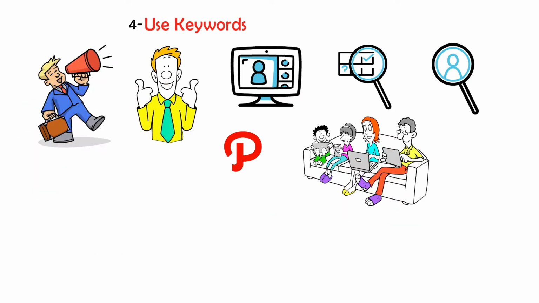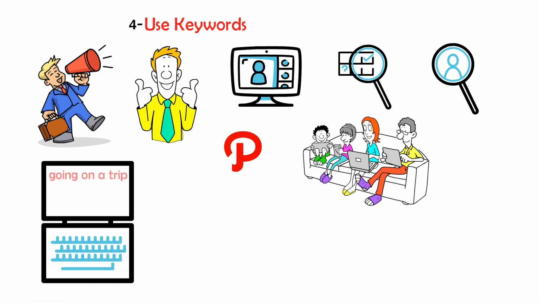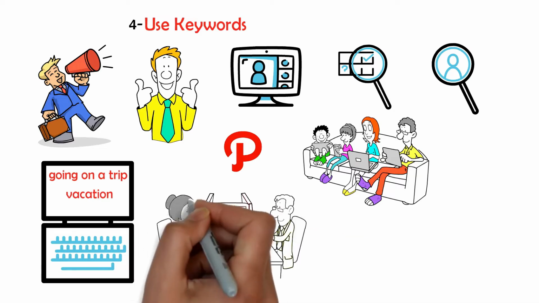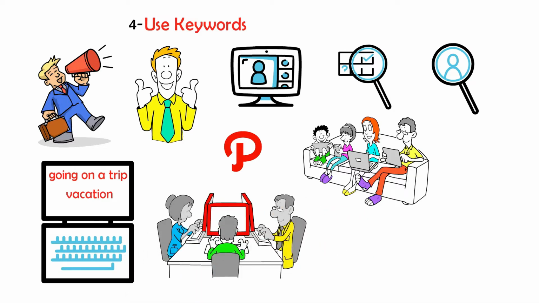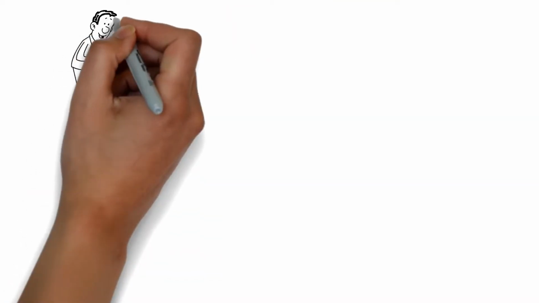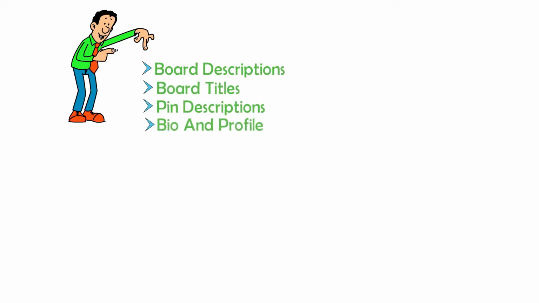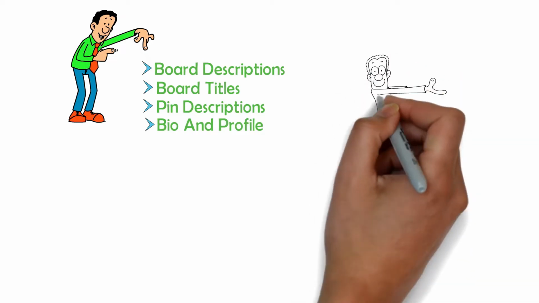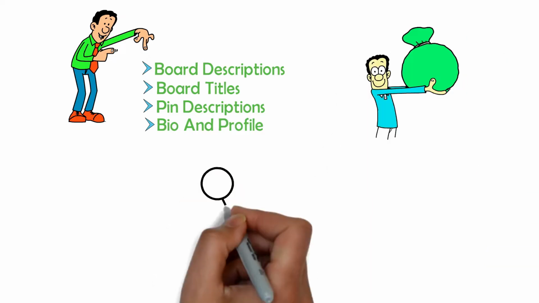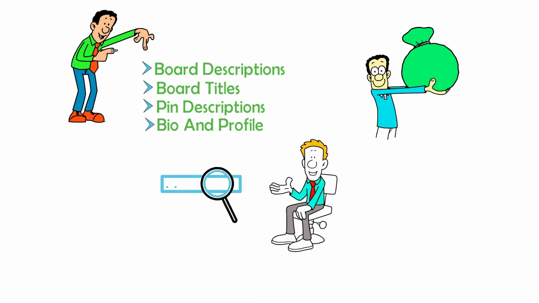Let's say that your business sells luggage. Well, in this case, you might use keywords and phrases such as going on a trip and vacation in your pins and profile. Now, when a user searches one of those terms, your profile will show up in their feed. Use keywords in the following locations: board descriptions, board titles, pin descriptions, bio, and profile. For those of you who want to spend money on Pinterest ads, the platform offers a keyword targeting option that can help you reach your target demographic.